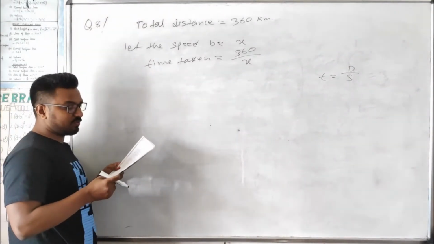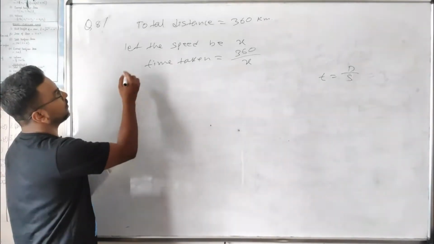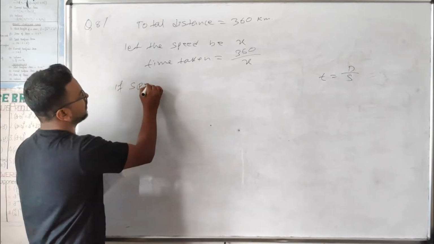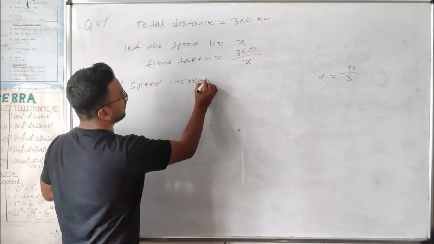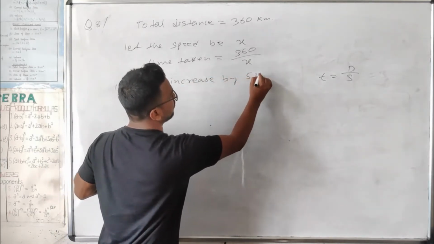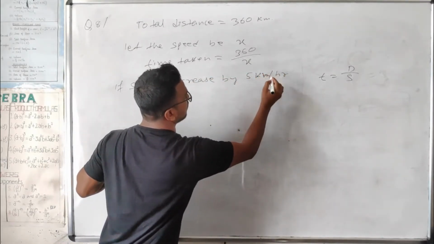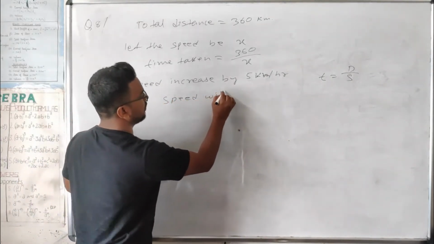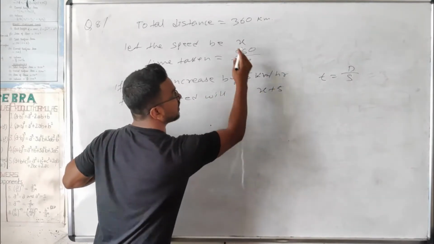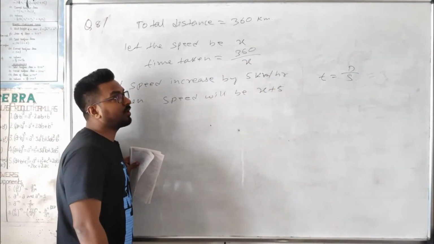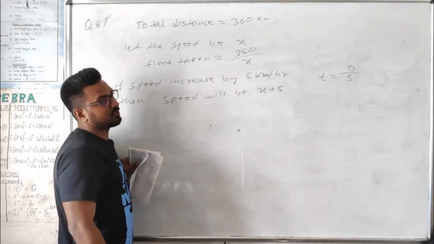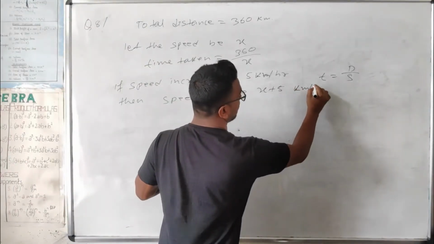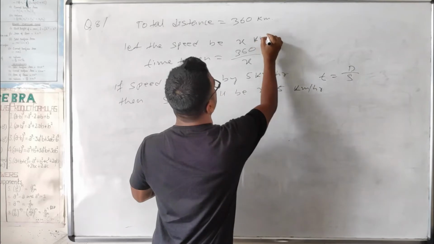Now, if the speed increases by 5 km per hour, then what will the speed be? Initially the speed was x kilometer per hour. Now it will become x plus 5, x plus 5 kilometer per hour. This also we can write as kilometer per hour.